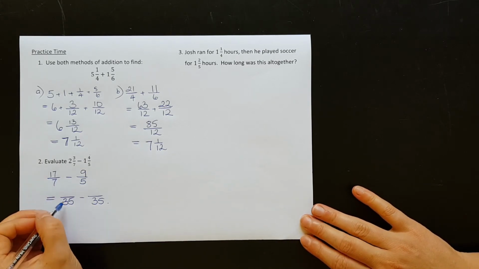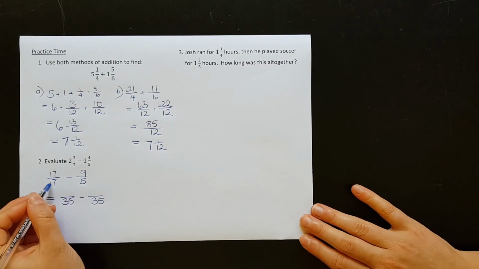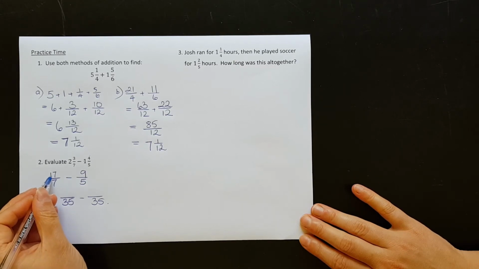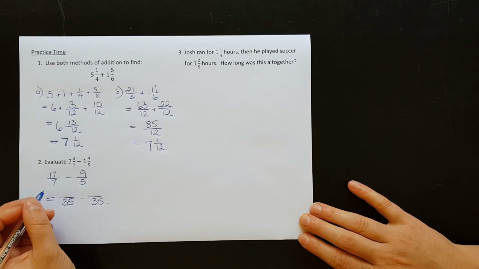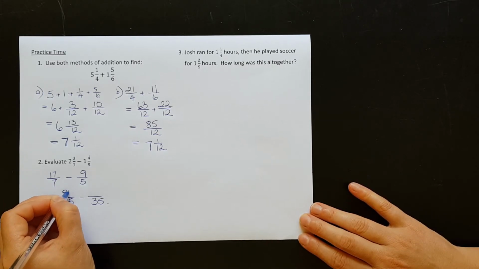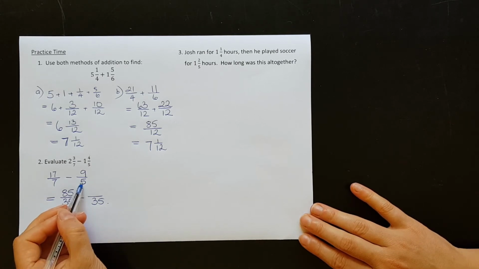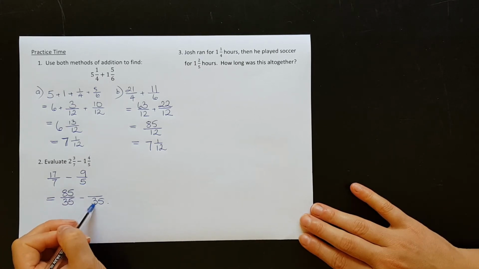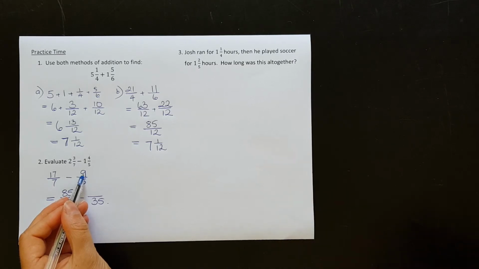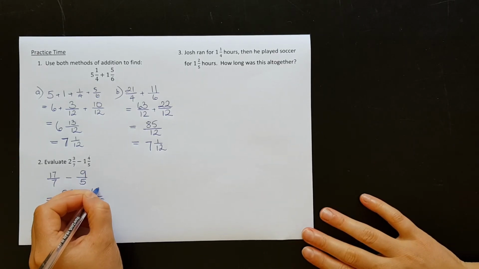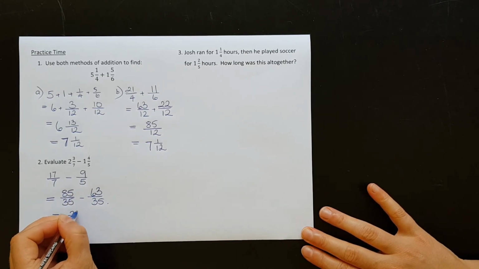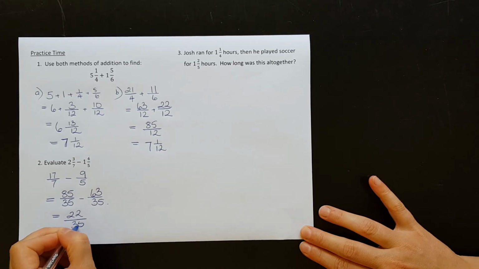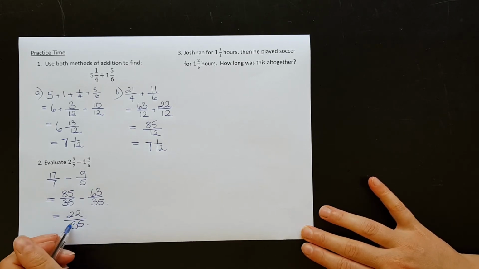Okay, then we need to find the numerator. So 7 times 5 was 35. We have to times 17 by 5. So again, on a scrap piece of paper, you can work that out, but 17 times 5 is 85. This denominator needs to be multiplied by 7, so let's multiply the top by 7. 9 sevens are 63. 85 minus 63 is 22 over 35. Okay, and that is a proper fraction already, so there's nothing else to be done for that question.